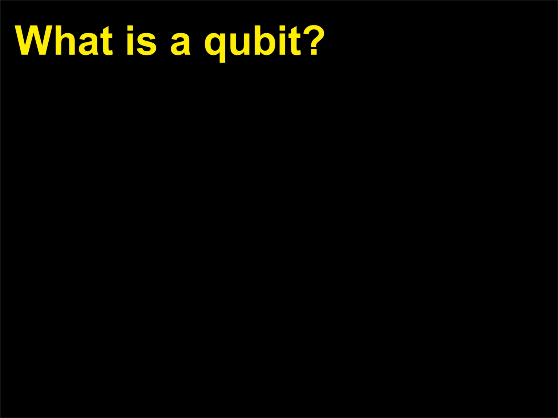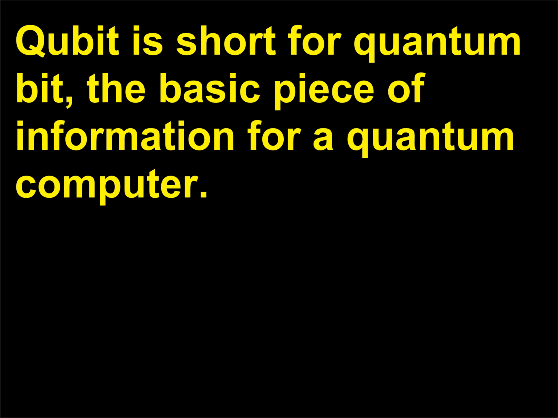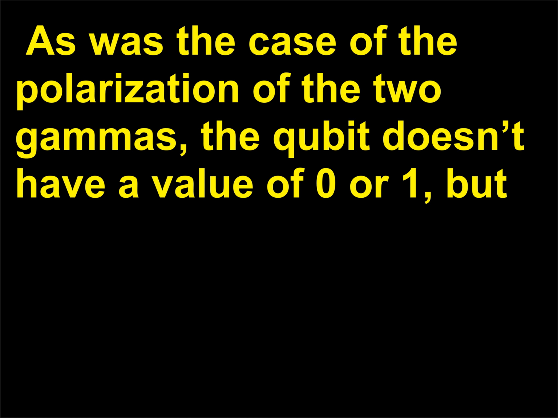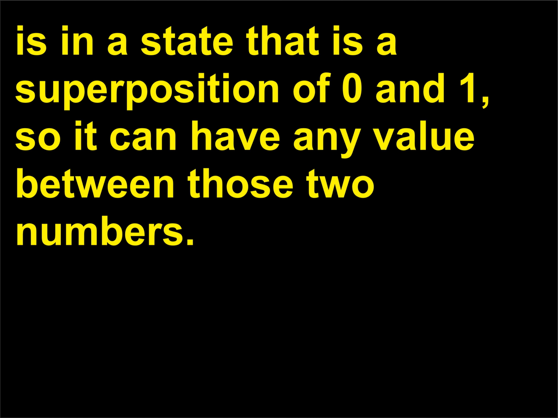What is a qubit? Qubit is short for quantum bit, the basic piece of information for a quantum computer. A qubit can be the state of an atom, ion, photon, or an electron. As was the case of the polarization of the two gammas, the qubit doesn't have a value of 0 or 1, but is in a state that is a superposition of 0 and 1, so it can have any value between those two numbers.